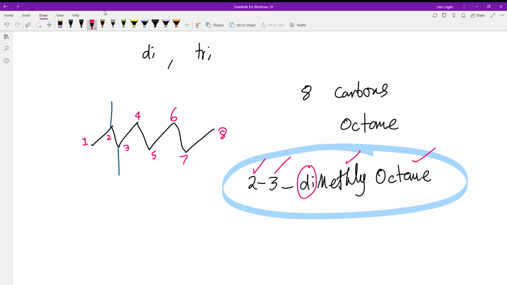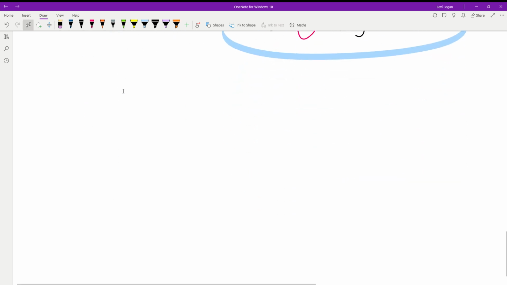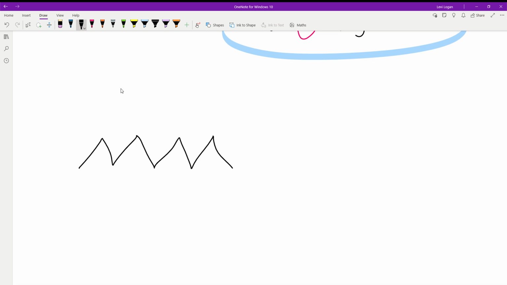Okay. Now let's take a look at this one. So let's say we had the same chain or a similar chain. So we'll go 1, 2, 3, 4, 5, 6, 7, 8, 9, and we had this.